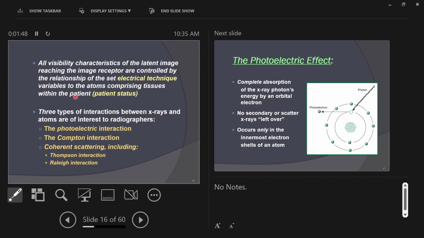That's the idea. 3 types of interactions with the X-ray beam, X-ray photons, and the atoms that are making up the patient. We call them the photoelectric interaction, the Compton interaction, and coherent scattering, also called classical scattering. Classical or coherent scattering has 2 flavors. They are referred to as Thomson and Rayleigh interactions. So we'll go through from top to bottom on this list here.